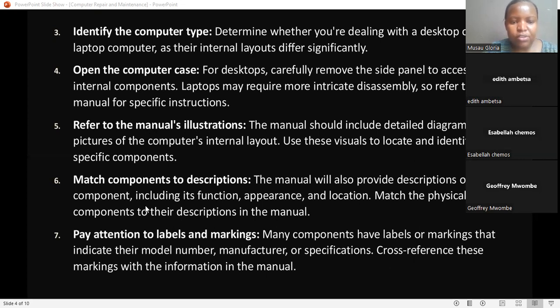Next, you match components to descriptions. The manual will also provide descriptions of components, including their functions, appearance, and location.